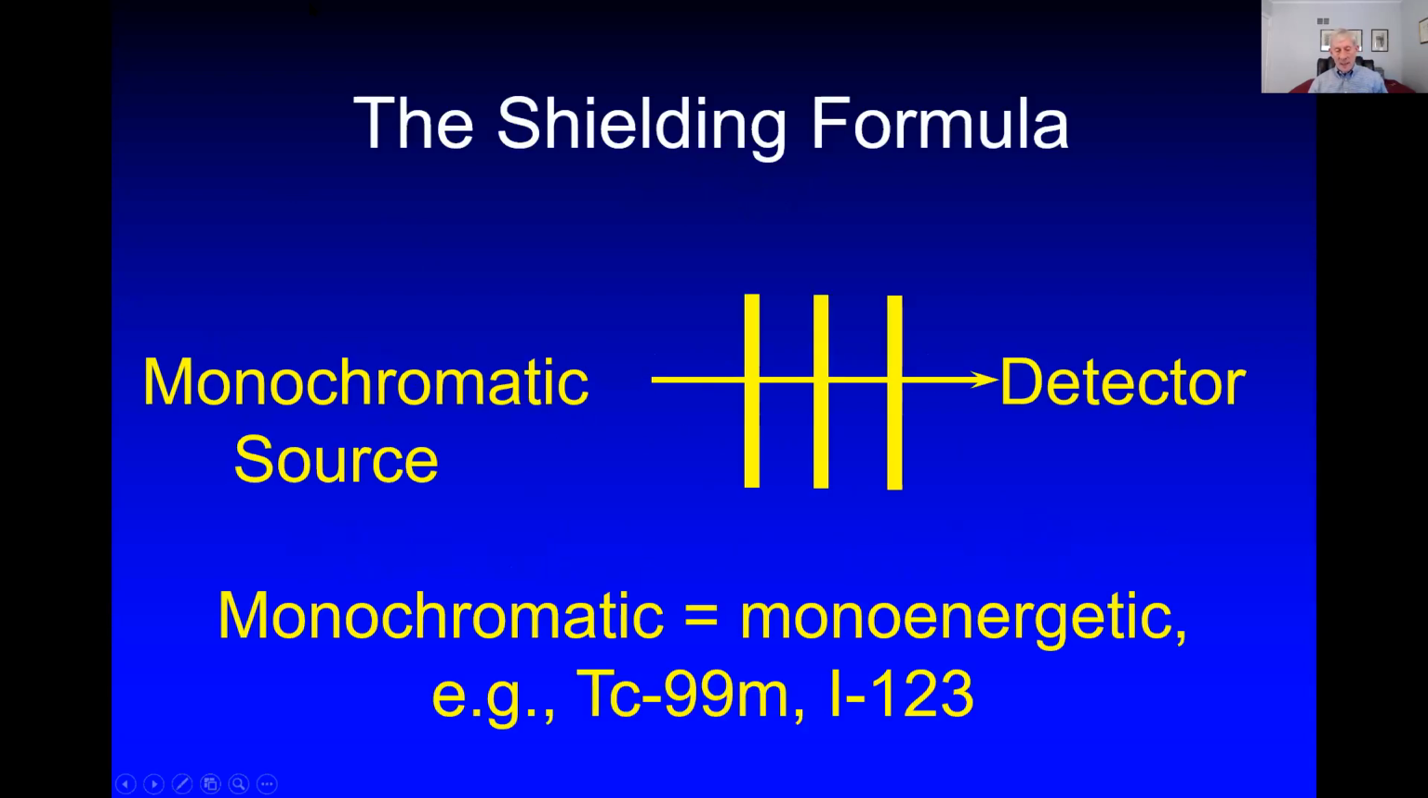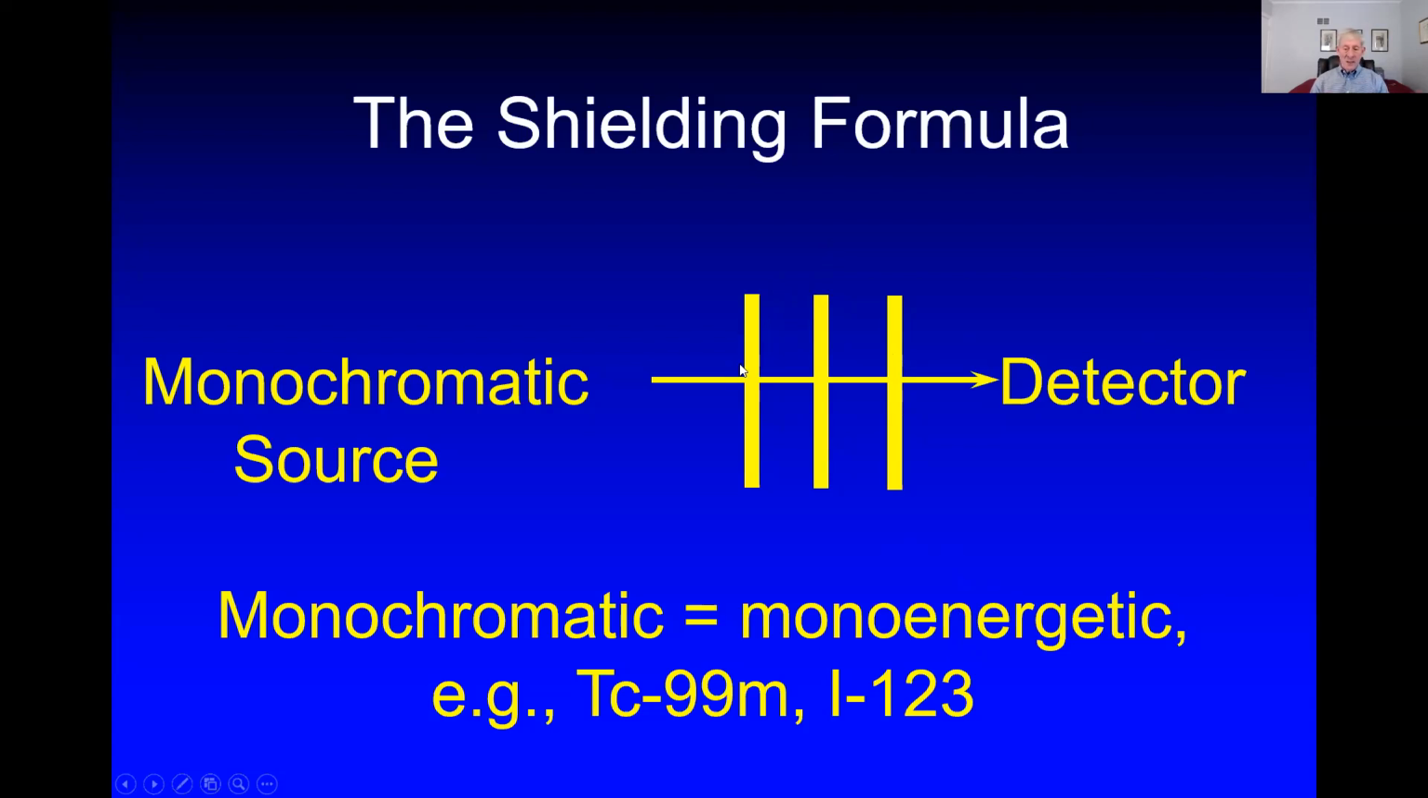Now, here's what we're looking at. We have a monochromatic source. Monochromatic, for our purposes, as the slide indicates, means that it's monoenergetic. An example of that would be technetium, where all of the energy is 140.5 keV, or I-123, where all of it's 159. So we have a technetium source going through some barriers. And for a monochromatic source, barrier 1 is equally thick as barrier 2, 3, 4, 5, 6, 7, 8, 9, 10. Every layer in a monochromatic beam is identical.